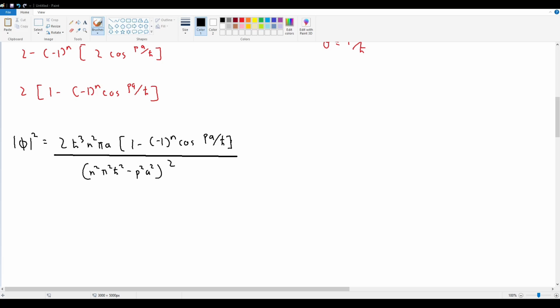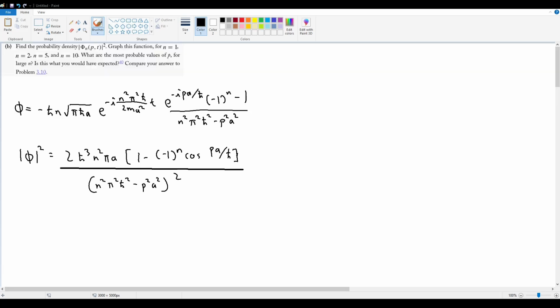Now let's move on to part 2. Okay, so now at this point, we have the probability density, magnitude phi squared. We now want to graph this function. Now, you have a lot of constant terms in this expression, and if I was to go to Desmos and try to just write this out and graph it, Desmos is going to give me an error because I have way too many variables here that aren't explained.